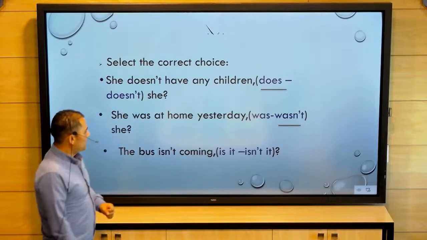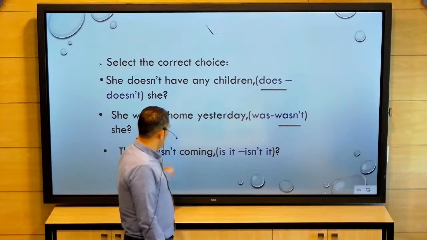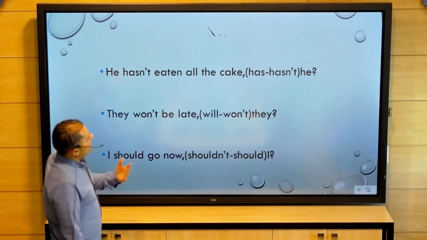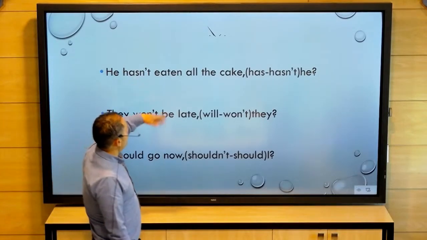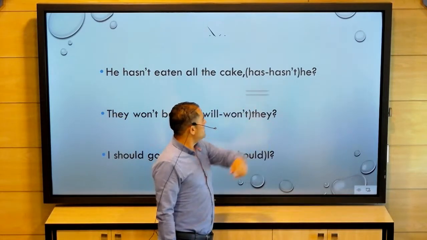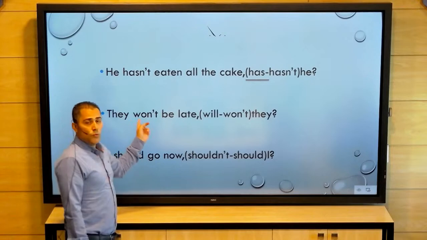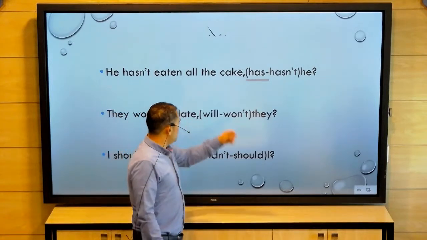The bus isn't coming. Here we have isn't in the negative. We will go with the positive, is it. No. He hasn't eaten all the cake. Also we have hasn't. Okay, in the negative form, we will go with the positive, has he. They won't be late. Also, please pay attention to won't. Won't is the negative form of will. We will go with the choice with will.